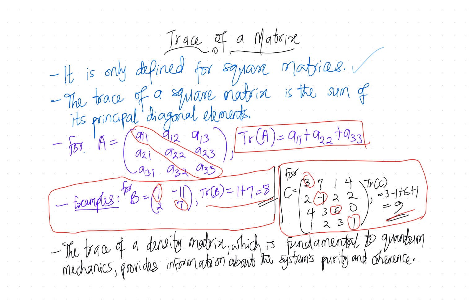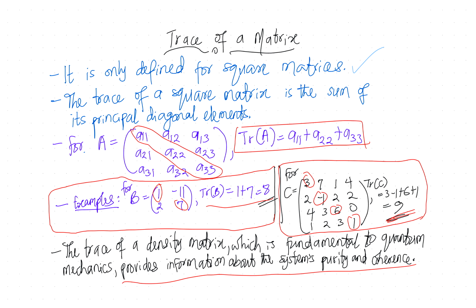Very simple. Basically, you need to understand that all these things you'll be learning have practical applications in our day-to-day lives. For instance, the trace of a density matrix. A density matrix is a fundamental idea in quantum mechanics. The trace of a density matrix provides information about the system's purity and coherence. So if you find yourself doing quantum mechanics one day, you might come across the idea of trace, which is pretty useful there. So trace is that simple, so we don't have to spend too much time on it.